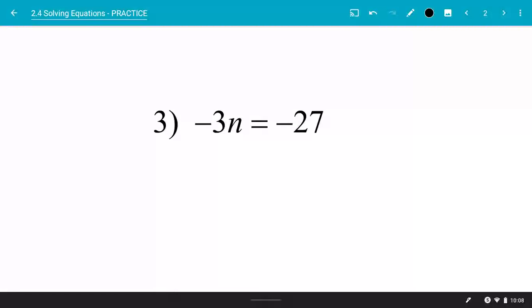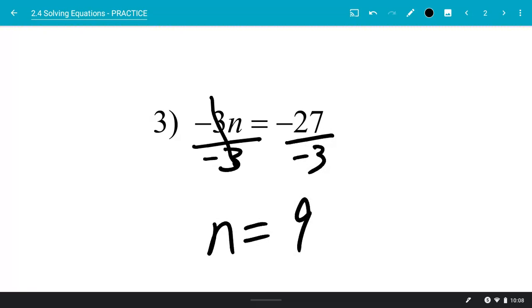What if I have a multiplication problem? 3 times n. The inverse of multiplication is division. So I would divide by a negative 3. Whatever I do to one side, I do to the other. So n equals 9.